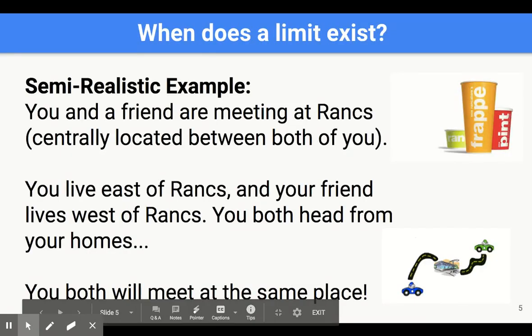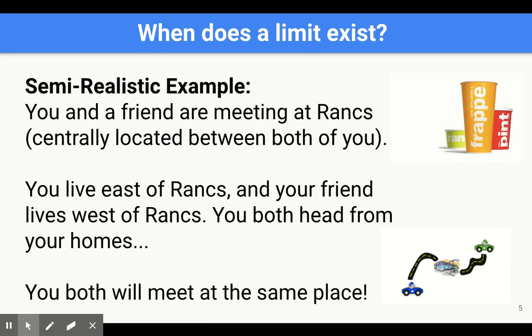So let's look at a semi-realistic example. You and a friend are meeting at Ranks, which is centrally located between both of you. You live east of Ranks, and your friend lives west of Ranks. You both head from your homes. You will both meet at the same place. The limit exists. You both met at the same place. You intended to go to the same place, and you did.